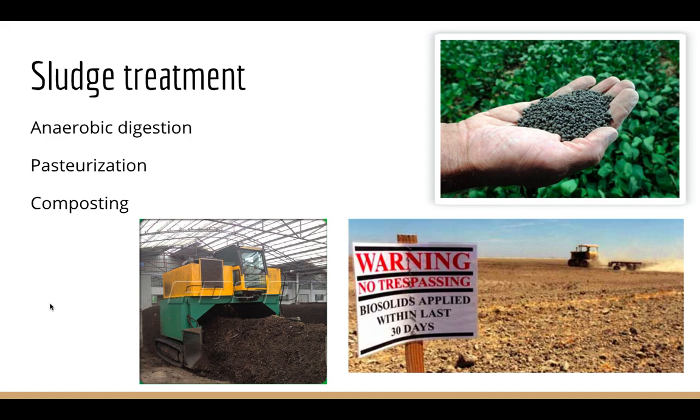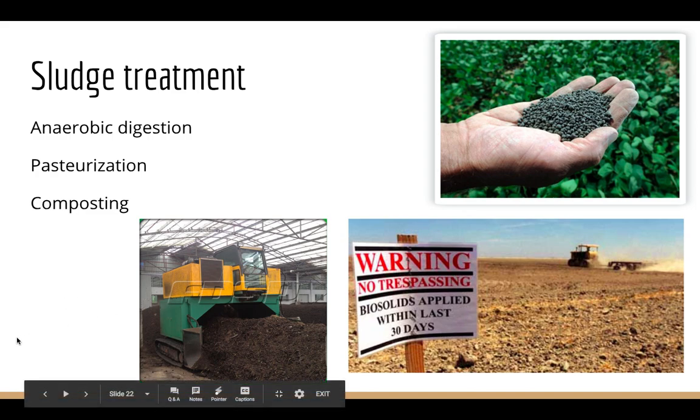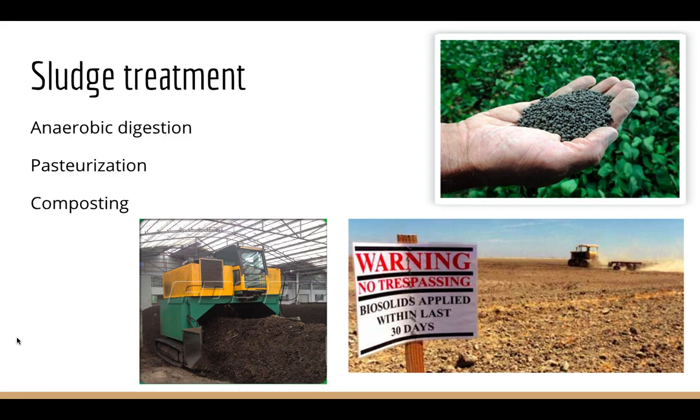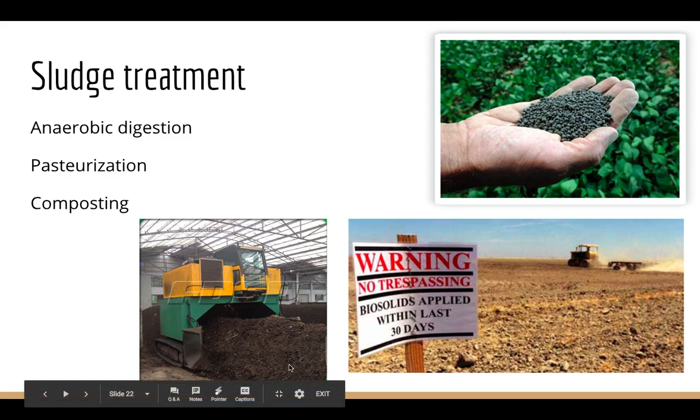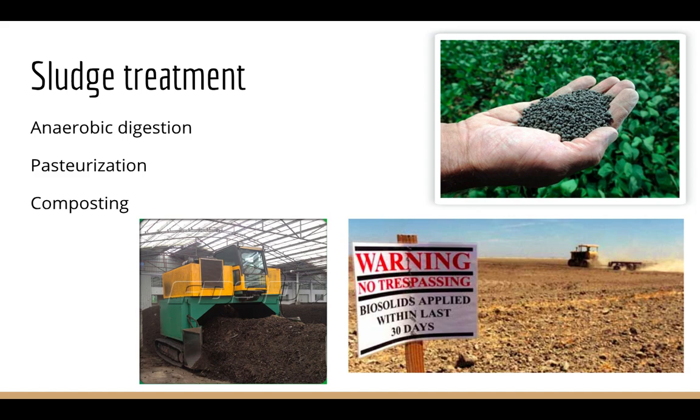The last option is composting. This is this picture here. With composting, you can take raw sludge, mix it with wood chips, and then put it in these long, narrow piles, and this big machine here called a windrow is going to turn that over so oxygen gets added in, and then bacteria and decomposers in the compost will actually break down the organic material. So, a few different options there.